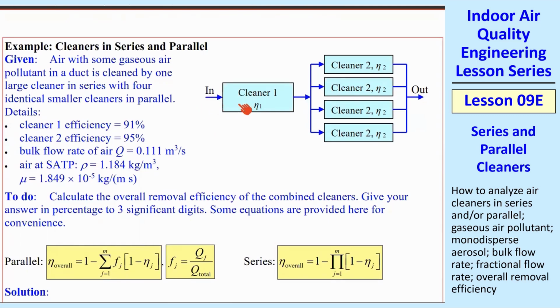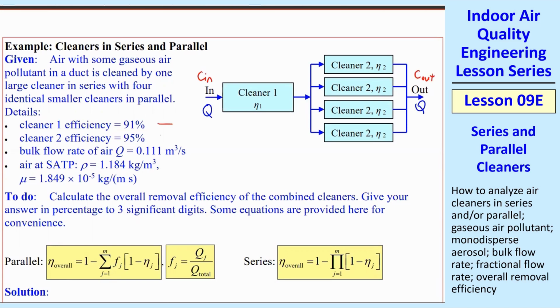We have air coming into cleaner 1. There are 4 cleaners in parallel, which we call cleaner 2. These are all identical, but they're different from cleaner 1. And then they combine back together for our outlet. So there would be some overall Q coming in and out, and there would be a C in, and there would be a C out.